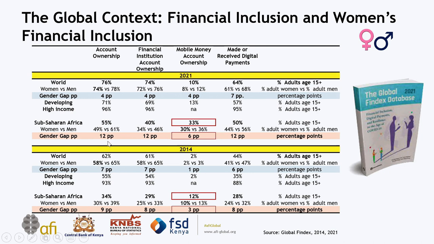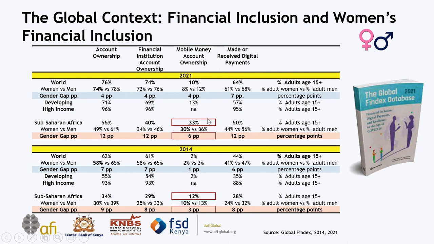Also the gender gap has been reduced, from 7 percentage points in 2014 to 4 percentage points in 2021, even with the challenges of COVID. This proves that there has been a very fast increase in financial inclusion for women. But still, this increase has been at a lower pace than what had happened with men. Also, we have seen a rapid increase in the sub-Saharan Africa region, from 34% account ownership to 55%.